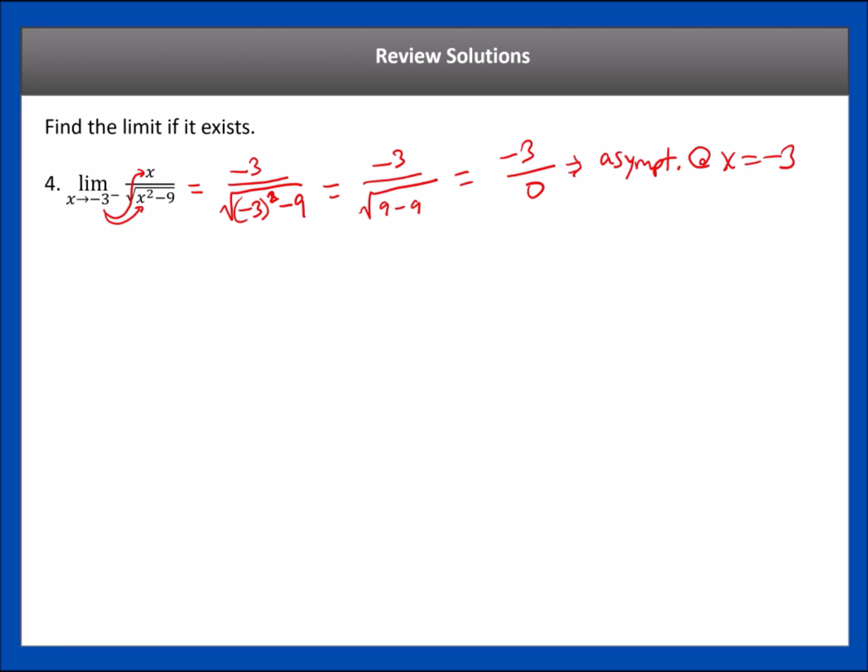So basically, as x approaches negative 3, we have an asymptote there, maybe something like this, right? Where it just jumps. So that's an infinite discontinuity. We have an asymptote there. So the limit does not exist. When you see division by 0 like this, the limit automatically does not exist. So this is D and E. Does not exist.